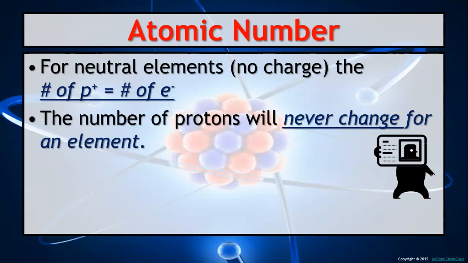If for some strange reason zinc were to lose a proton, so now there were 29 protons, it would no longer be zinc. It would now be copper, because copper has an atomic number of 29, which means it has 29 protons. So an element always has the same number of protons.